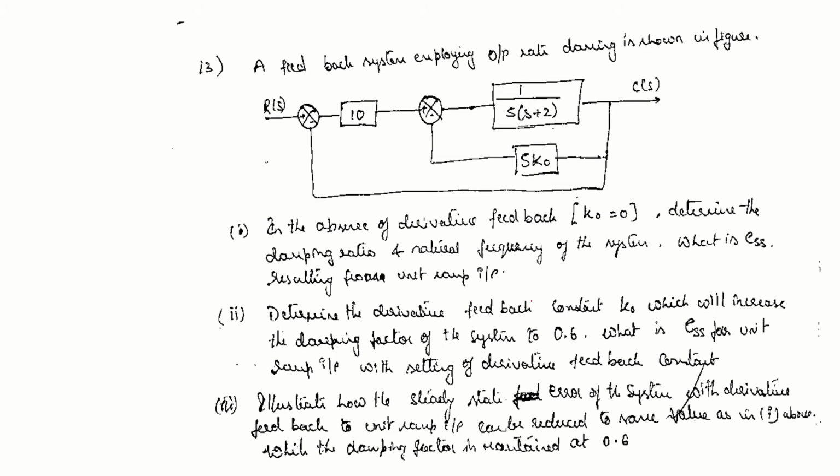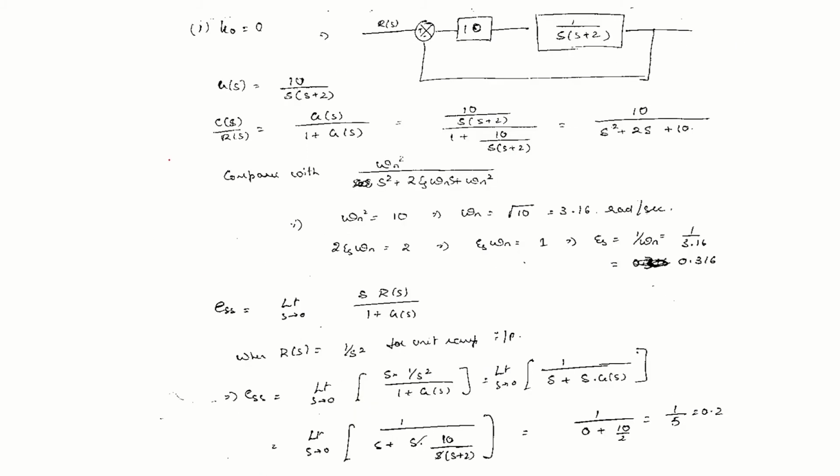Okay, you have to do this carefully, otherwise it's a substitution problem. A feedback system employing output rate damping is shown in the figure. In the absence of derivative feedback, that is K not equal to 0, determine the damping ratio and natural frequency of the system, and what is the steady state error resulting from a unit ramp input, assuming this equal to 0. Okay, we will do that first.